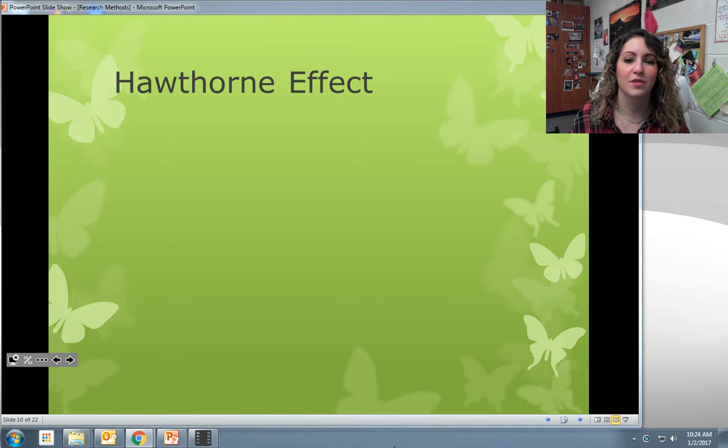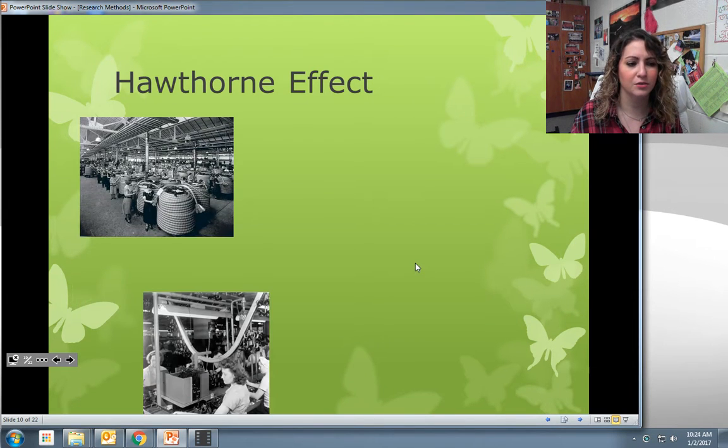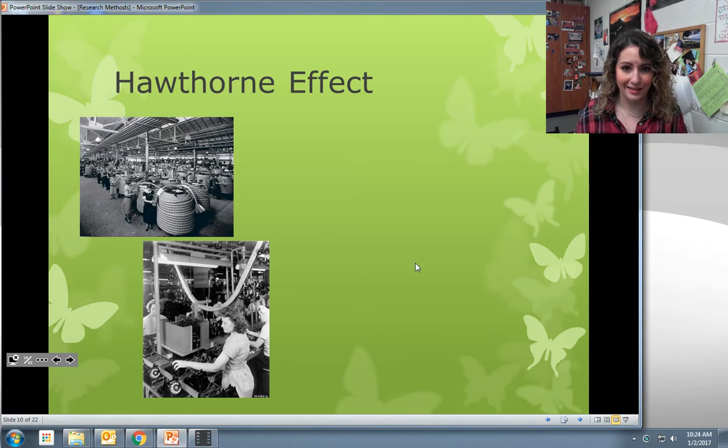So the Hawthorne effect is a type of confounding variable and was named after an experiment done in the 1950s at the Hawthorne electric plant. So what they did, they tried to change the lighting in the electric plant to see if that would change the factory workers' productivity. So they had an experimental group, they had a control group. The experimental group got a different lighting condition than the control group.